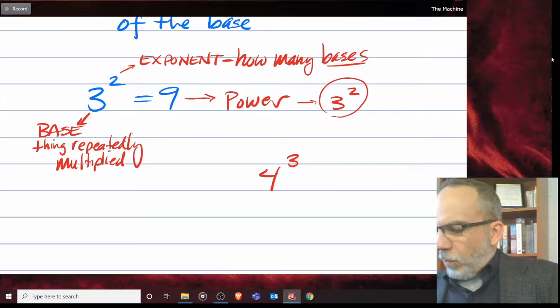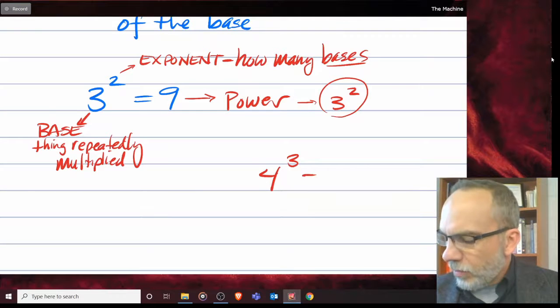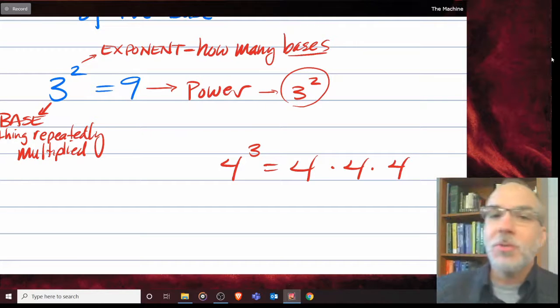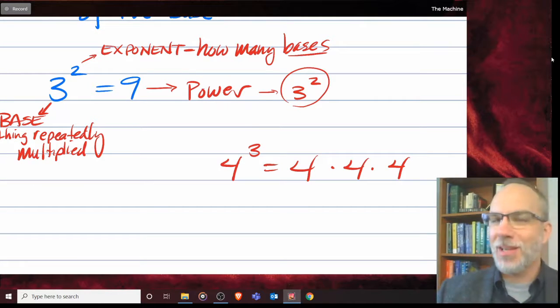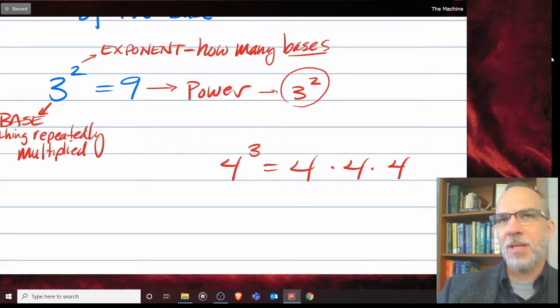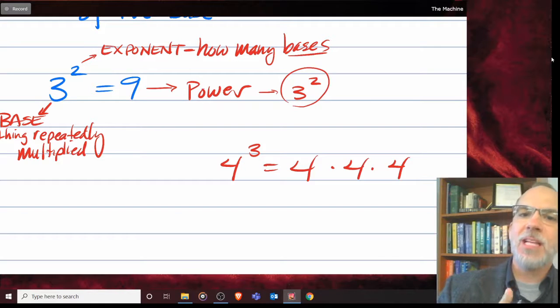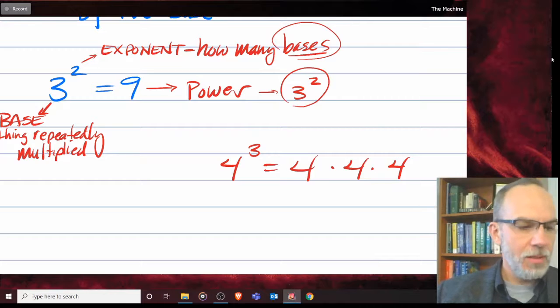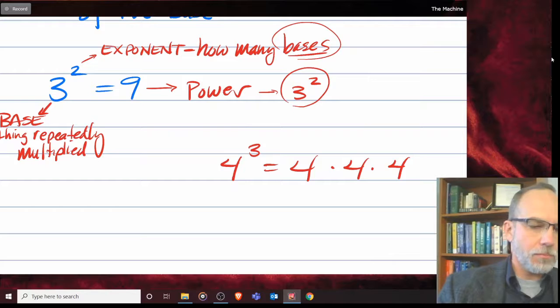And there was a bit of confusion. When you do 4 raised to the exponent of 3, you have 3 4s. 4 times 4 times 4, but you only have 2 multiplies. Okay, so it's not how many times you multiply 4, because that means you have 3 multiplies. No, it's how many bases, right? So the exponent means how many bases that you have. Okay, so be careful with your thought process on that.